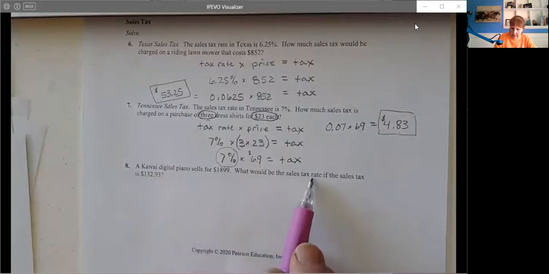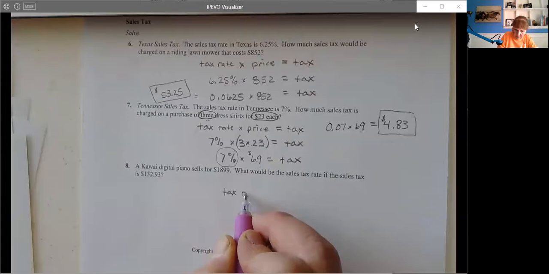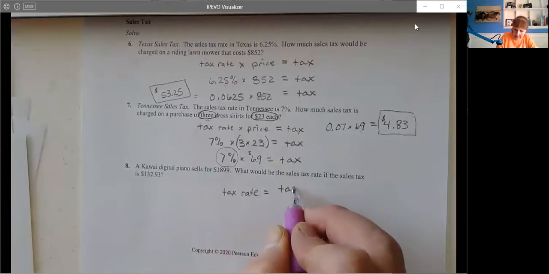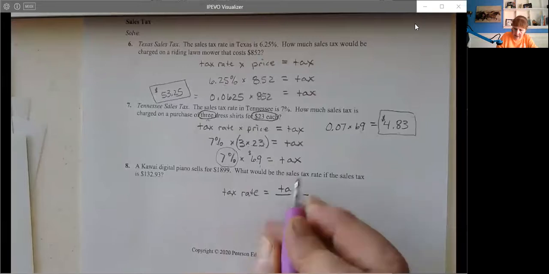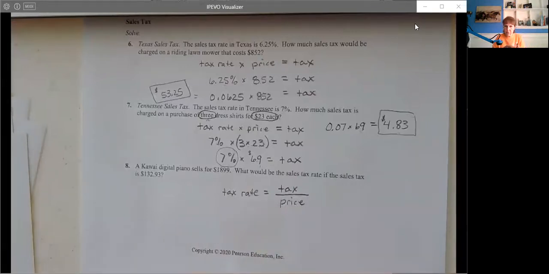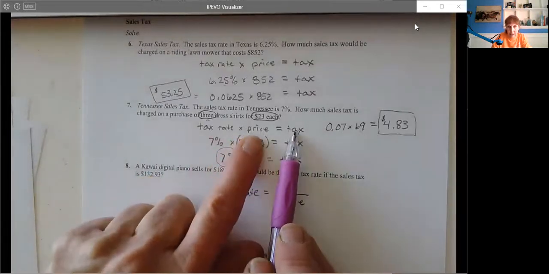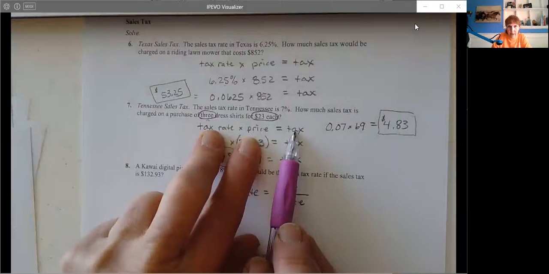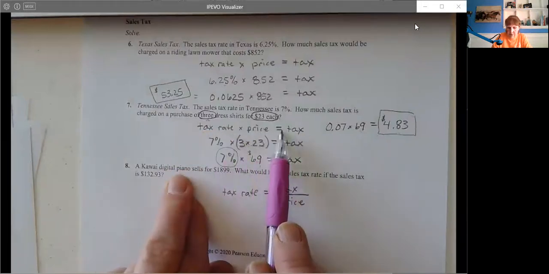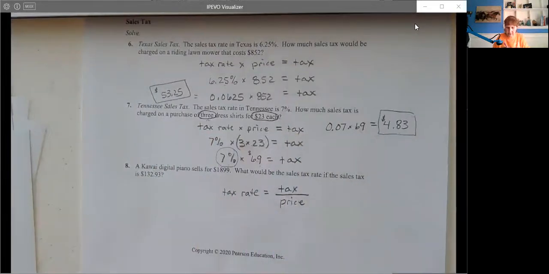Well, if they want the tax rate, we'll have to make sure it's a percent. Our answer is a percent. You take the tax divided by the sale price. So I'm just kind of using that other template. You could use the original. You're going to be given these two, and to solve it for the tax rate, you would divide both sides by the price. So you can just use this all the time, or you can use this template when you're trying to find the percent.